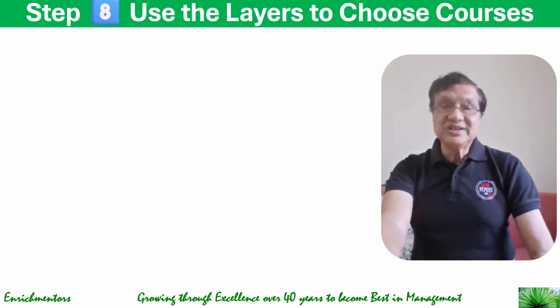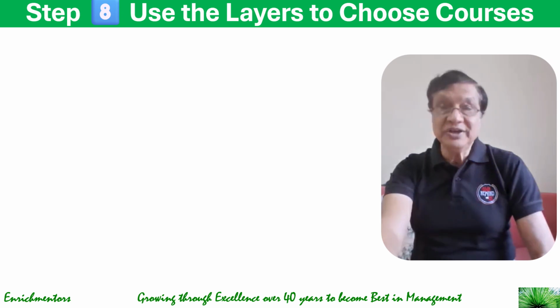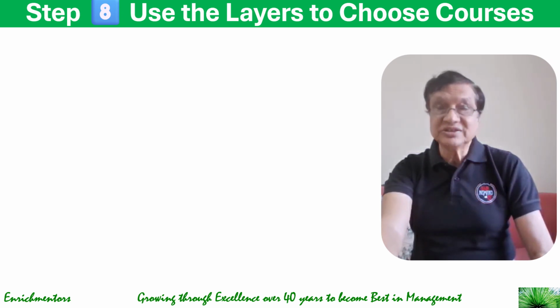Then you can use these layers to choose your courses. Now, currently, when you enroll in a course, you choose them randomly. You say, hey, I like it. So you choose it emotionally. So now what you need to start doing is, before you enroll into a course, you need to ask the question, which layer does this belong to?